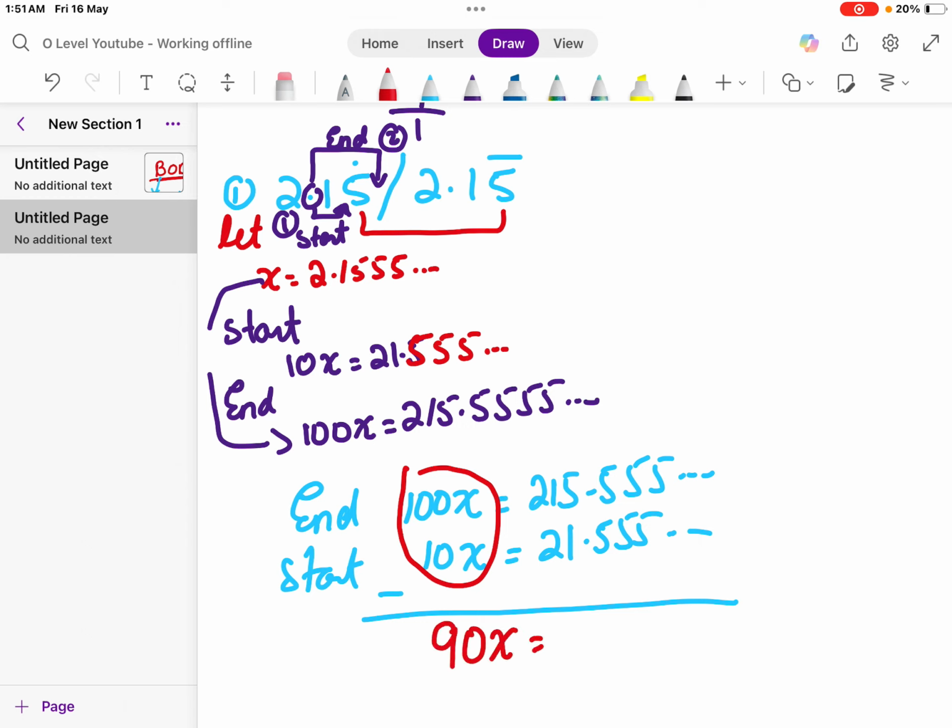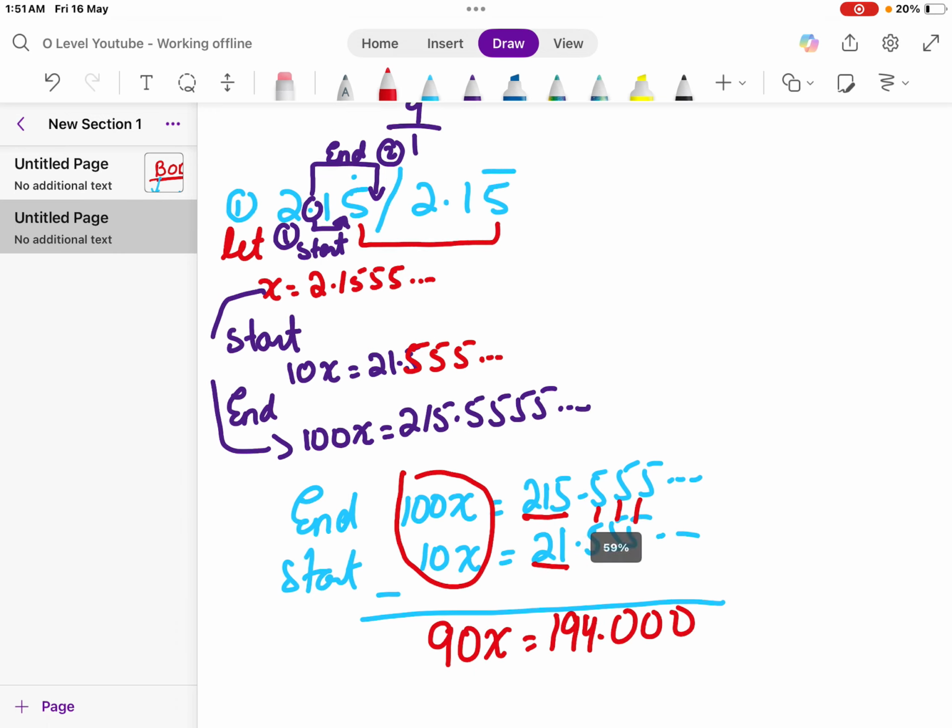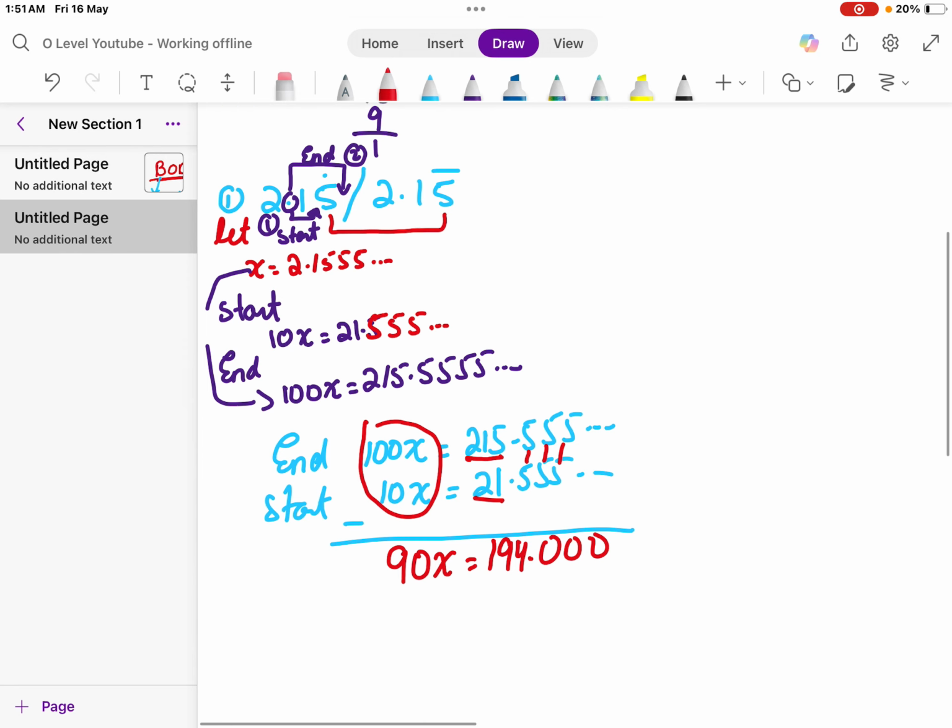equal to, now listen to me carefully, before the decimal we have 215 and 21. When we subtract 21 from 215, we will get 194. So I will write 194, and after the decimal you can see 555 minus 555 will become 0, so you don't need to write it. So the value will become 194. Now 90 will go to the other side and divide, so 194 divided by 90, that's your answer.